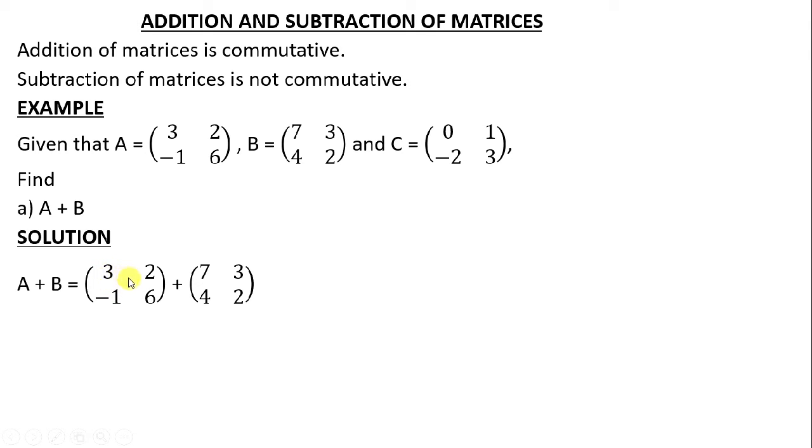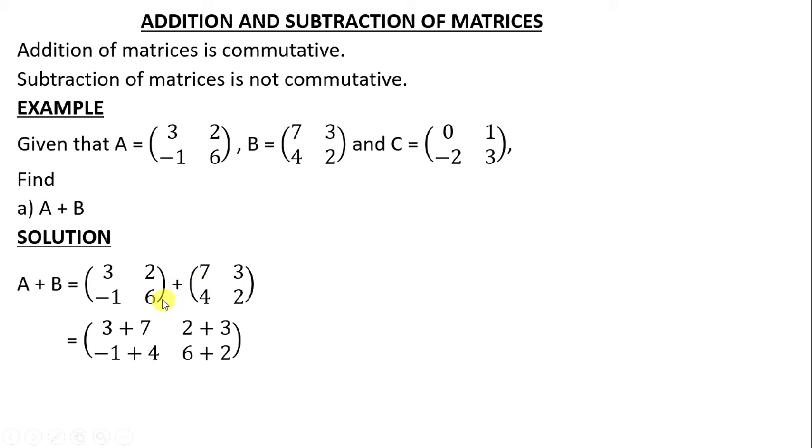The first entry in the first row should be added to the first entry in the first row. Second entry in the first row plus second entry in the first row. First entry in the second row plus the first entry in the second row. Second entry in the second row plus second entry in the second row. We'll add them like that.